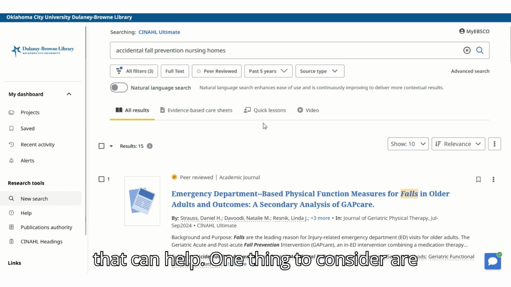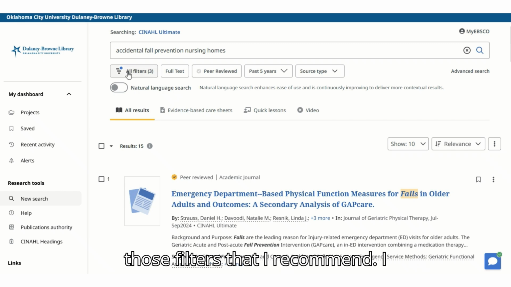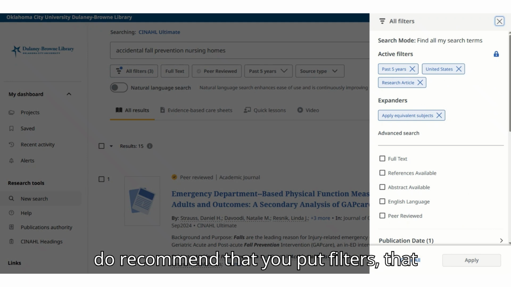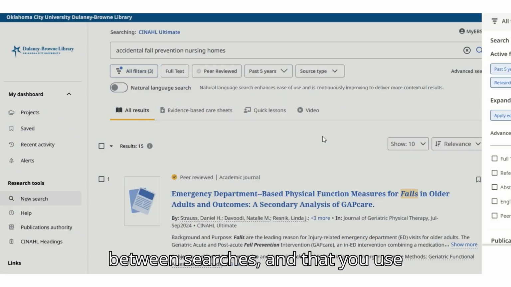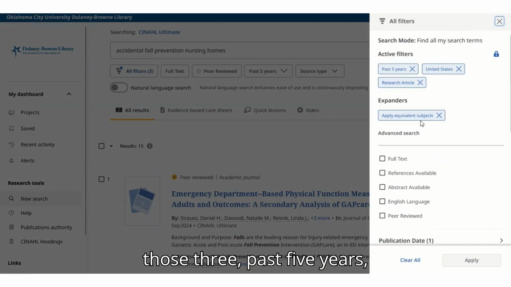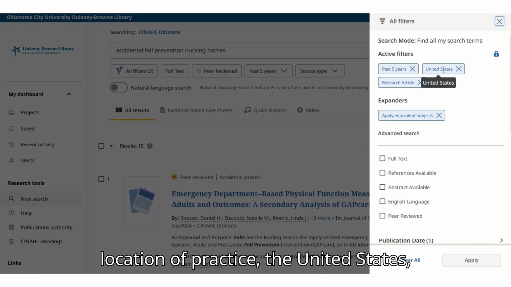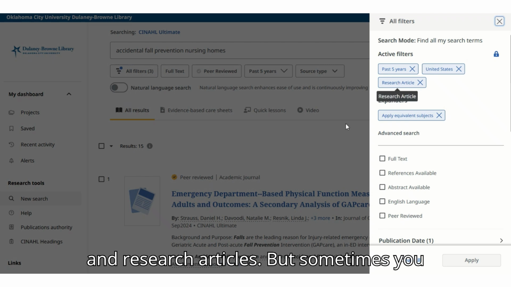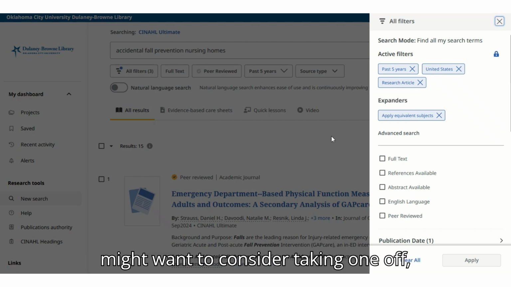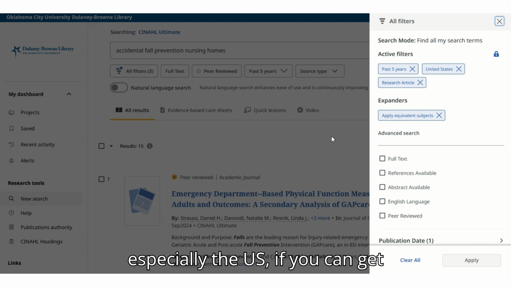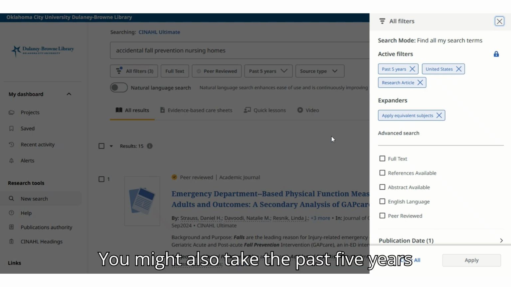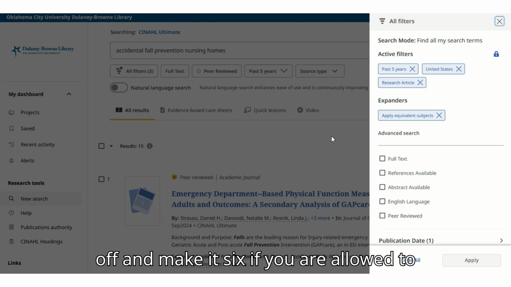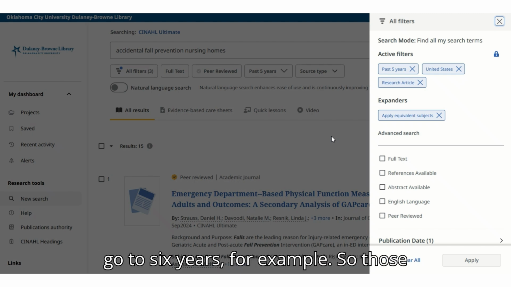One thing to consider are those filters that I recommend. I do recommend that you lock the filters, keep the filters between searches, and use those three: past 5 years, location of practice, the United States, and research articles. But sometimes you might want to consider taking one off, especially the US, if you can get permission to use international articles. You might also take the past 5 years off and make it 6 if you are allowed to go to 6 years, for example. So those are some things that you do.